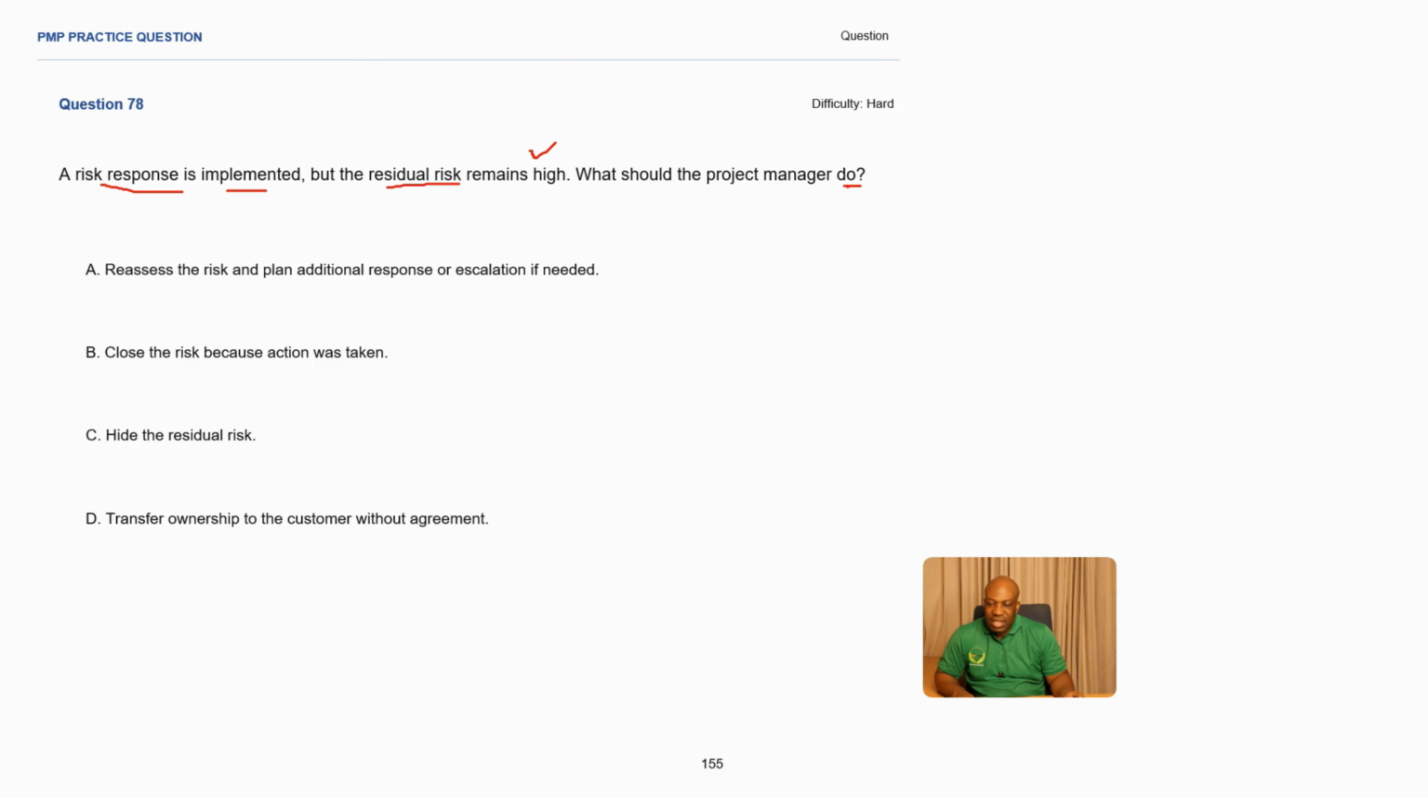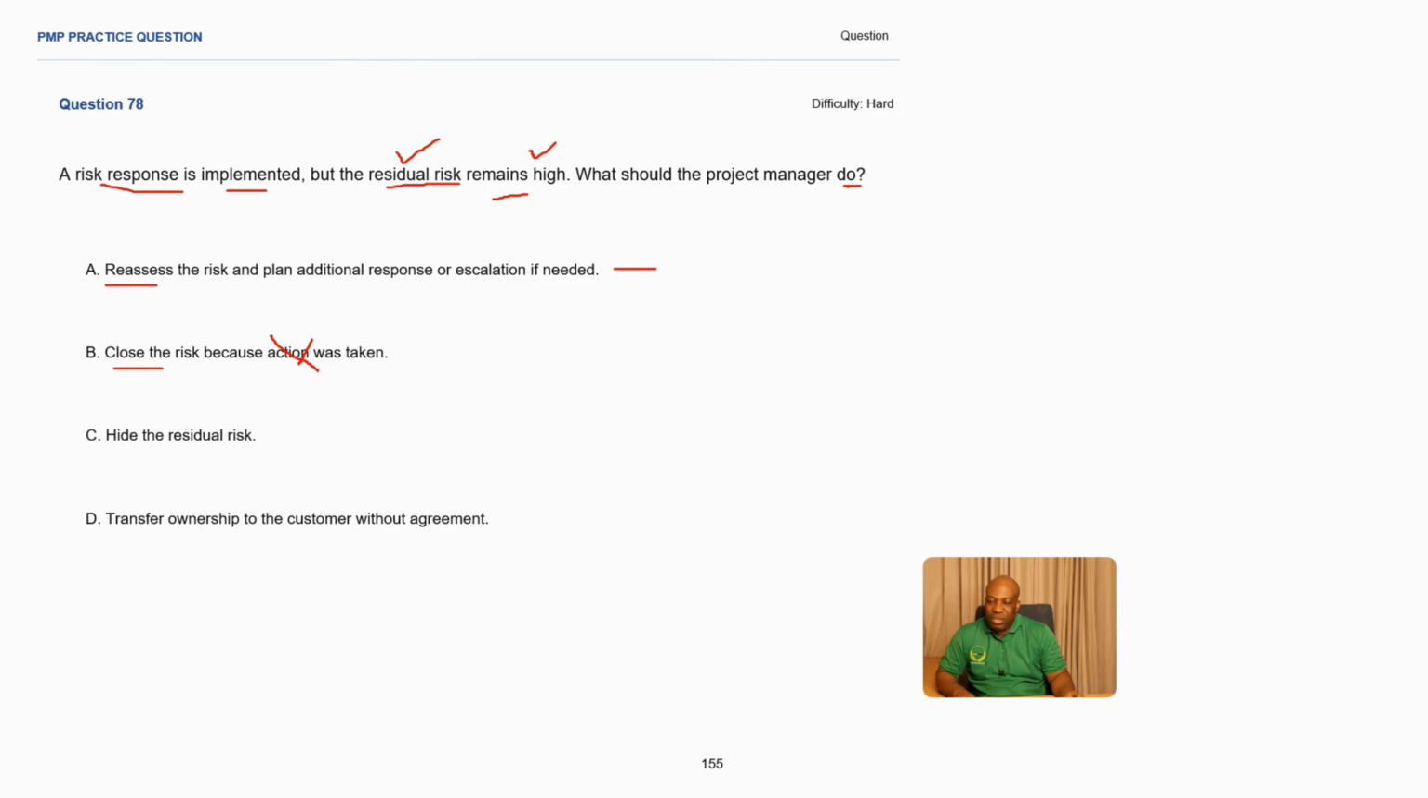Reassess the risk and plan additional responses or escalation if needed. I like this one. When you are reassessing, you're giving yourself enough time to look at the problem, get more information, and sort it out. Close the risk because action was taken. You don't close the risk. You're being told there's still a residual risk, which is very high. So this cannot be the answer.